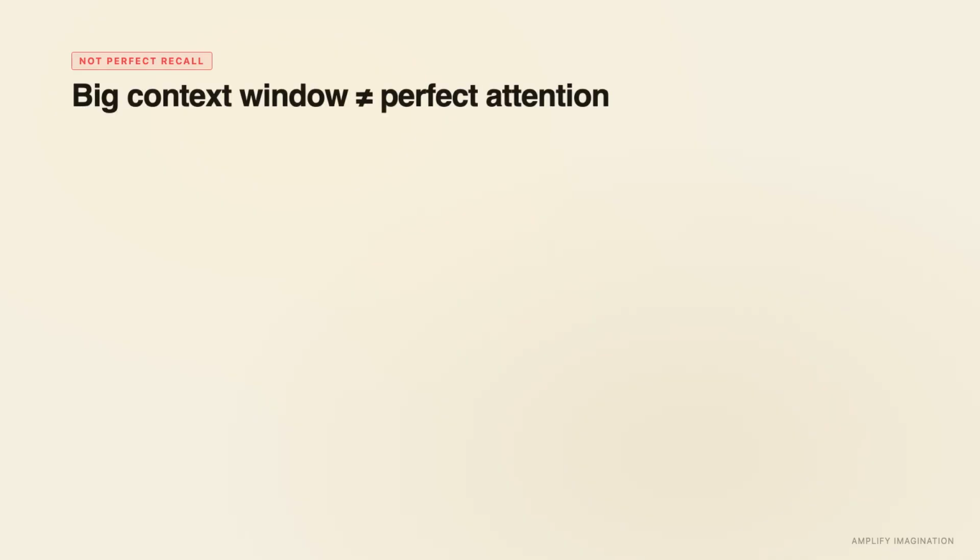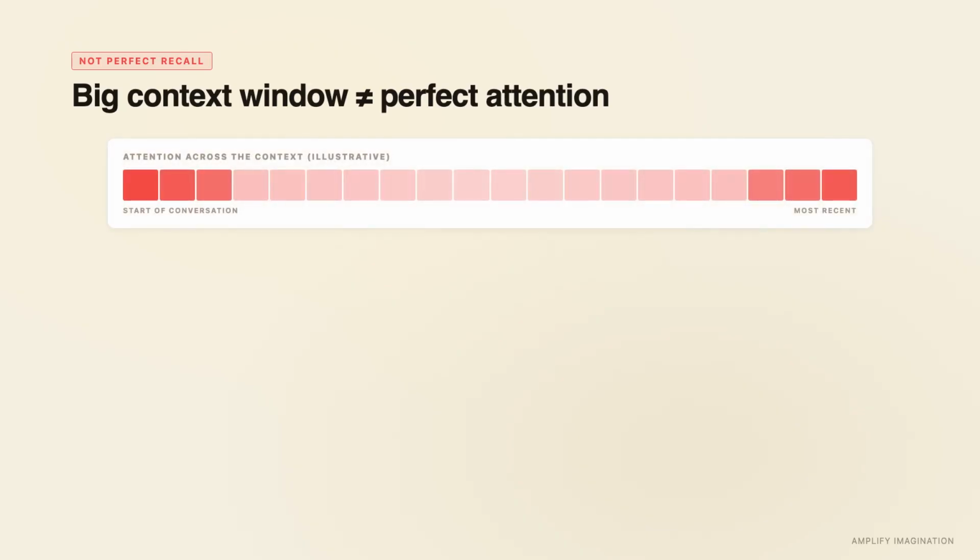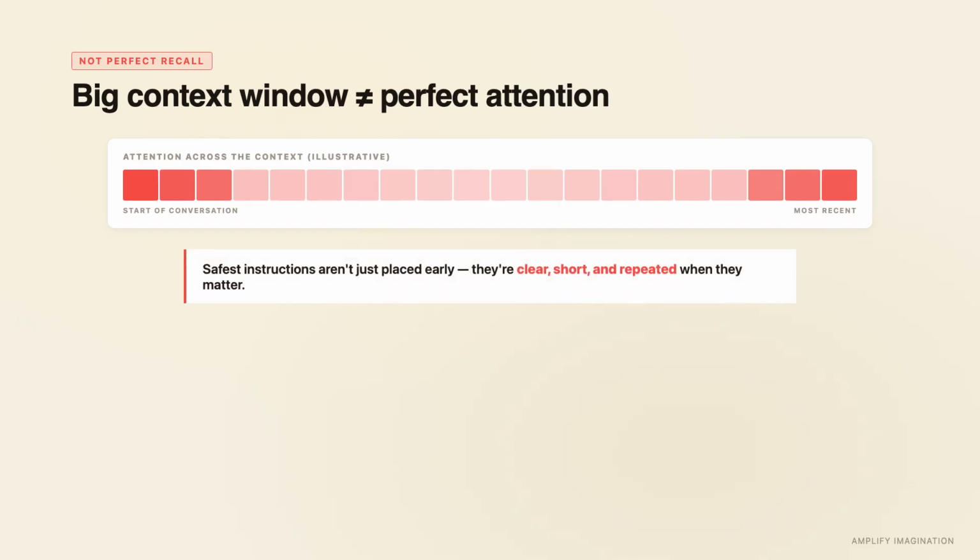One more thing. A huge context window does not mean perfect recall. The model may technically have access to a long transcript, but still pay more attention to recent or clearly repeated information. So the safest instructions aren't just placed early. They're clear, short, and repeated when they matter.